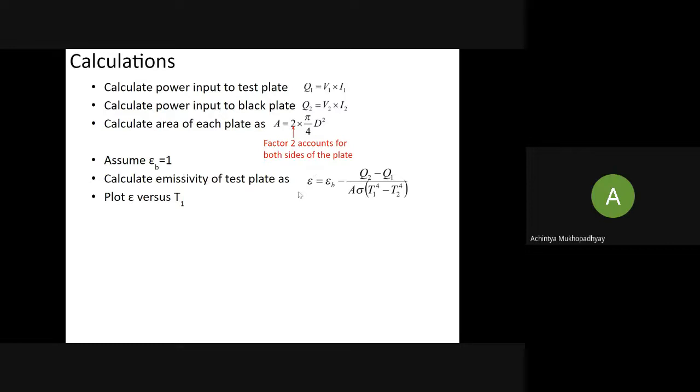Okay. So now, when you have done that test for different sets, that is, for different power levels, then you would get different temperatures of the surface, and different emissivity values also, and then you can find out how emissivity varies with temperature. Okay, so this is what you have to do. I will go to the next slide.